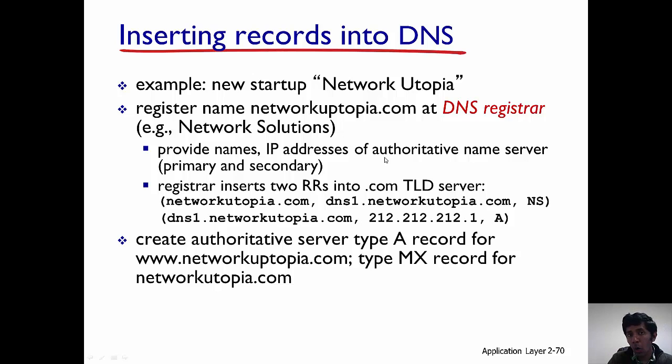The root will forward this request to the .com TLD server, and the .com TLD server, because it has this record for networkutopia.com, will forward it to the authoritative DNS server for networkutopia.com, that is dns1.networkutopia.com. This authoritative DNS server is then going to resolve it to the particular IP address. The IP address in this case that you've chosen is 212.212.212.1. Okay, with this we will end our discussion on DNS. Thank you all.